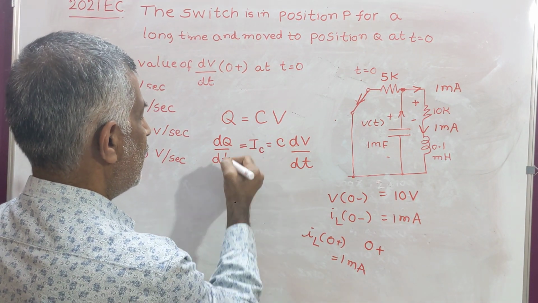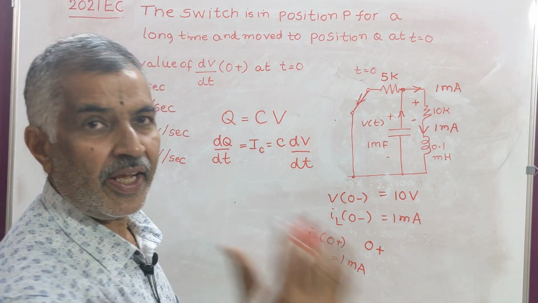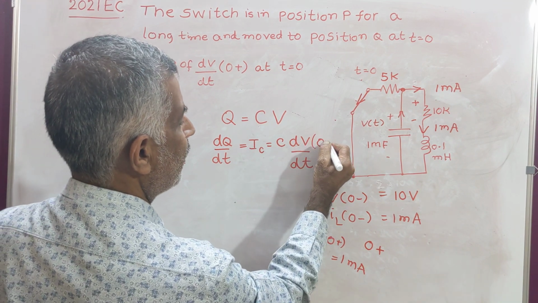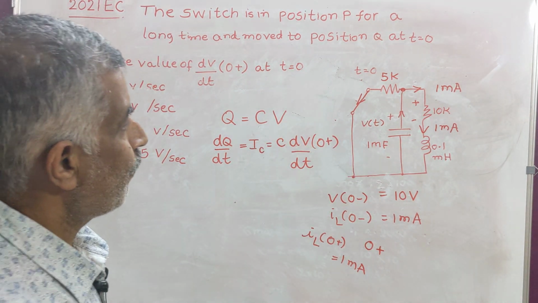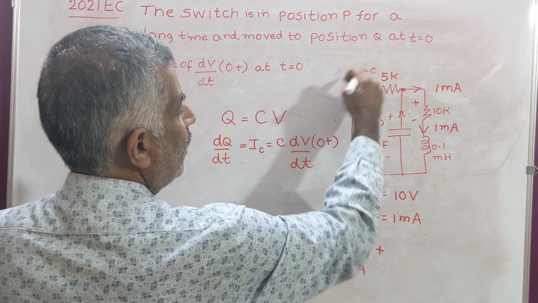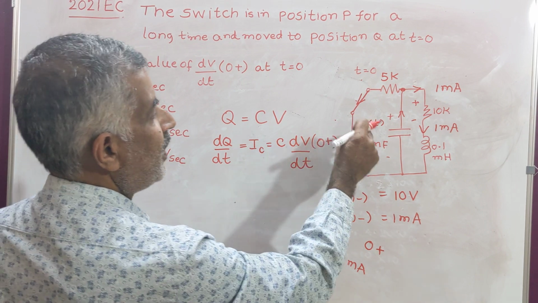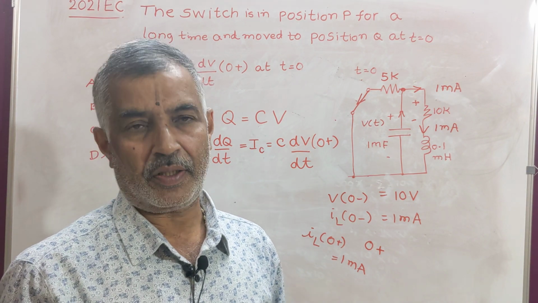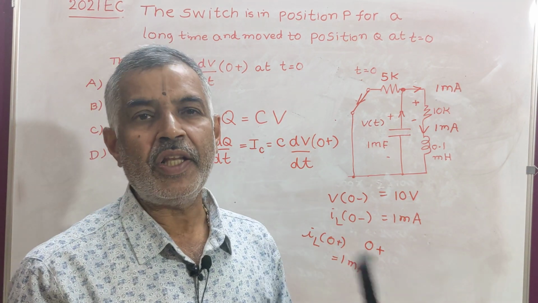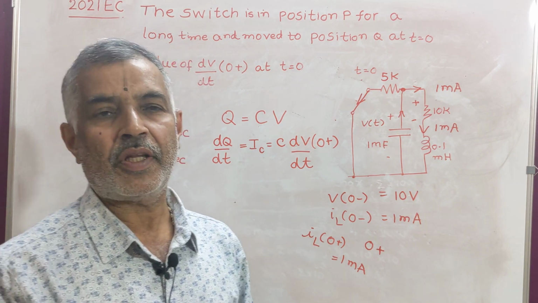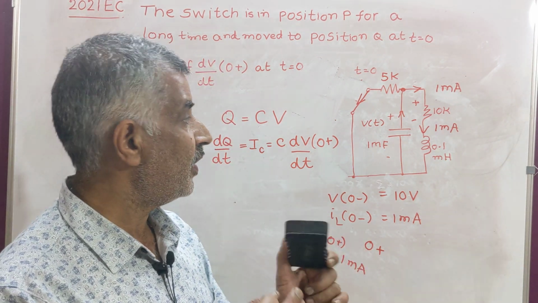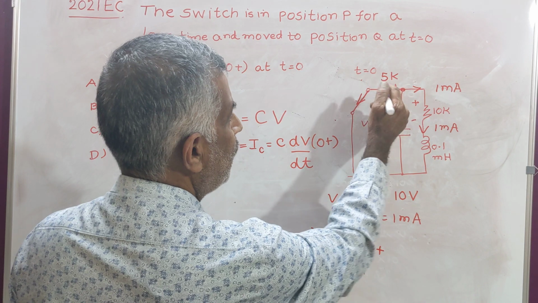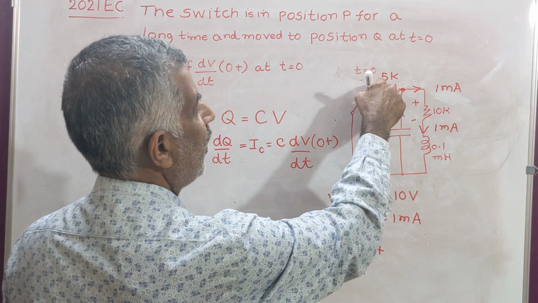Therefore, dq by dt is current. So we are finding this at t equal to 0 plus. Therefore, at t equal to 0 plus, this becomes dV by dt at 0 plus. Next, what is the current through this? The current through this is V0 plus divided by 5K, because a capacitor is also like an inductor. For an inductor, current suddenly cannot change. Similarly, for a capacitor, voltage cannot change. It is going to maintain that voltage at t equal to 0 plus, the same 10 volts. Therefore, current here will be 10 volts divided by 5K.